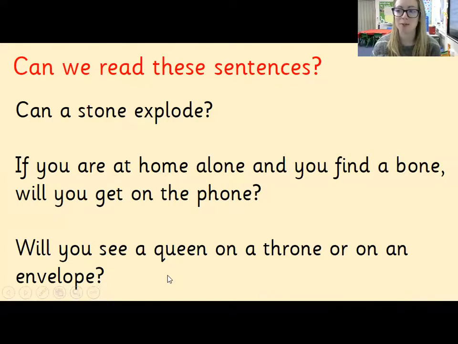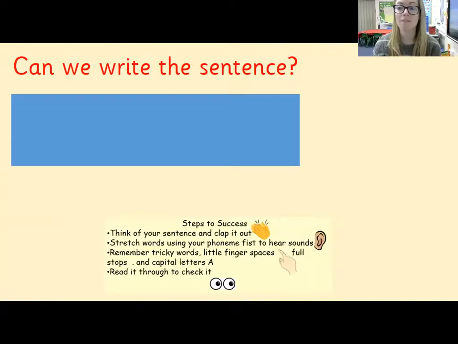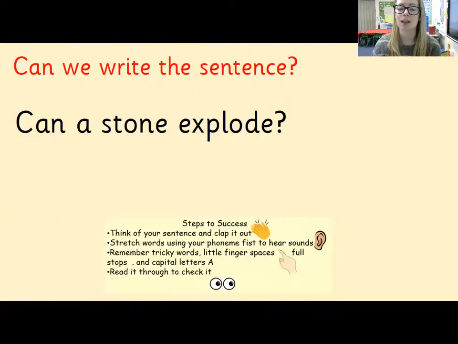Okay, get your pencils ready again now, because we're going to write that first sentence that we had a look at. So here it is here. Can a stone explode? Let's clap it together. Can a stone explode? Tap it on your shoulders. Can a stone explode? Tap it on your head. Can a stone explode?